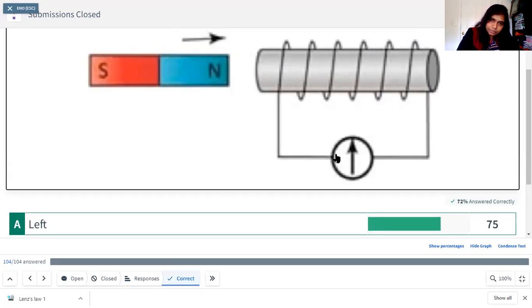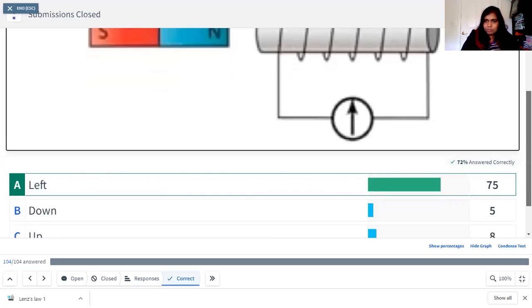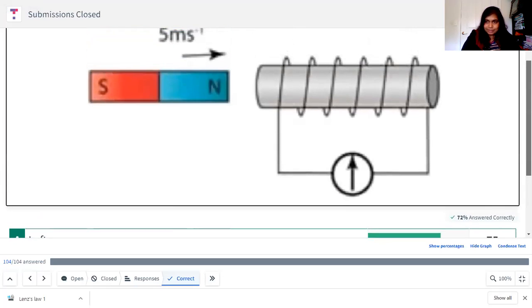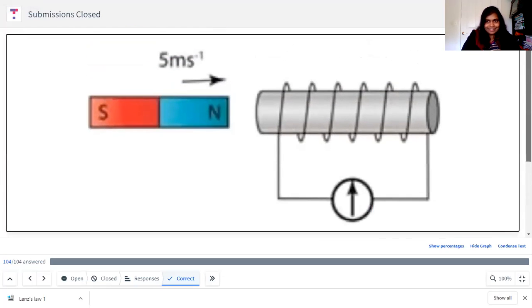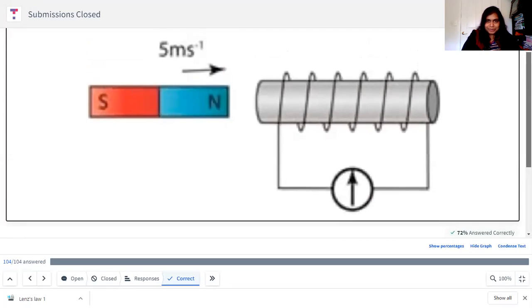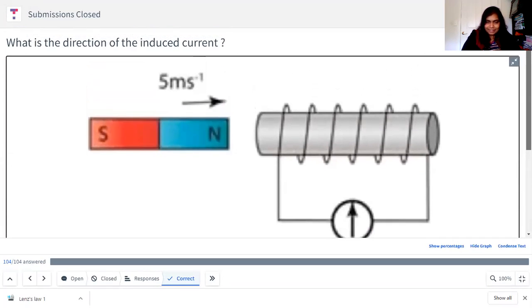So the detector will turn left. So there will be a current that goes towards left on the bottom part over here. Okay, so answer is left. So I believe most of you understood it and answered correctly, and try to understand the theory there.